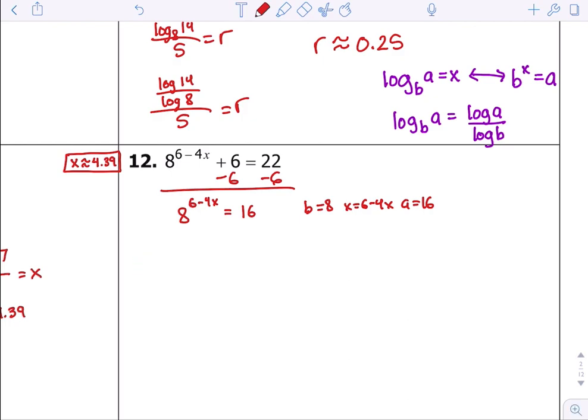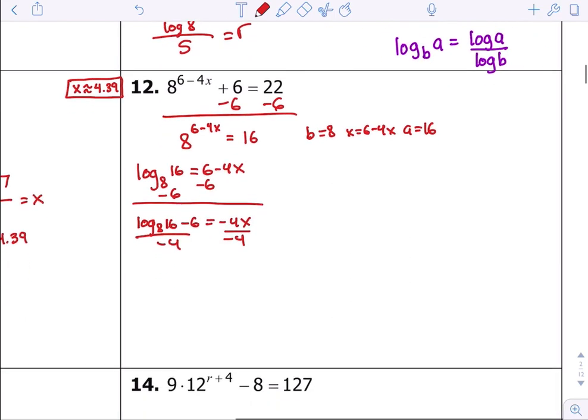Log base 8 of 16 is equal to 6 minus 4x. Subtract 6 from both sides. Log base 8 of 16 minus 6 is equal to negative 4x. Divide both sides by negative 4. So log base 8 of 16 minus 6, all divided by negative 4, is equal to x.